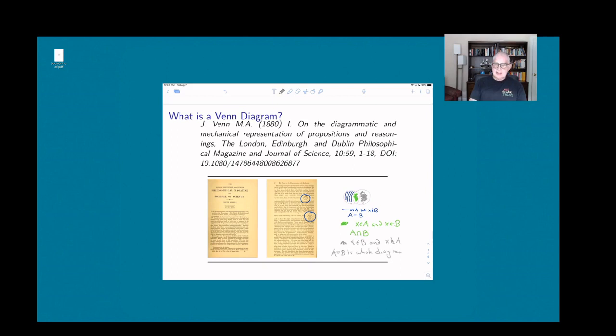So, in some sense, what we've shown here is that A union B has three parts. It has A minus B, which is over here, A intersect B, which is here, and B minus A, which is here.